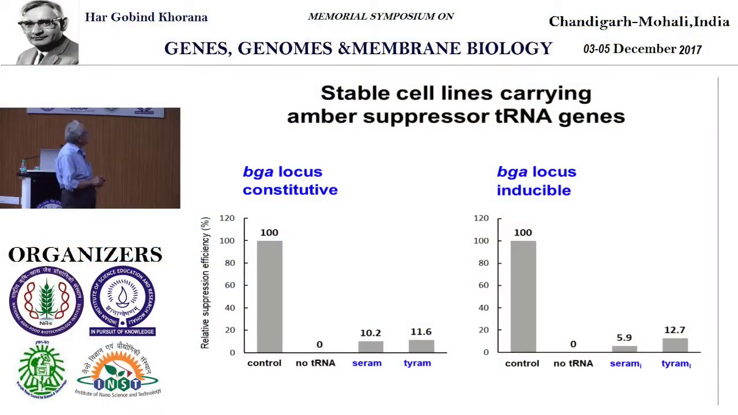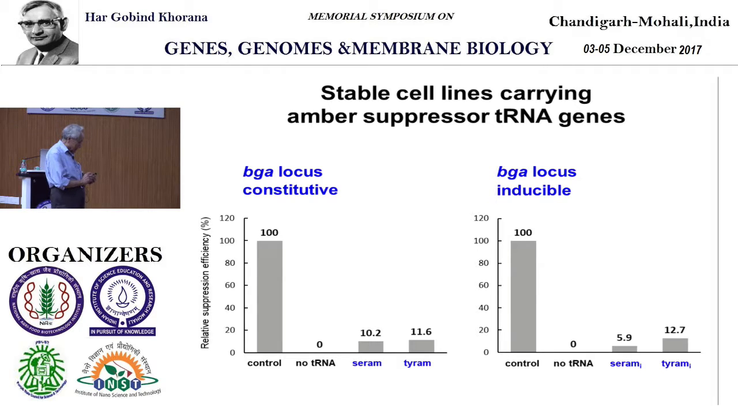And now the interesting thing is that the level of expression of the tRNA depends very much on the site where we are expressing it from, on the chromosome. If we use a beta-gal locus, and if we just look at amber suppressor derived from tyrosine, serine, or tyrosine, you get similar levels of suppression. Inducible or constitutive, about the same levels of suppression.